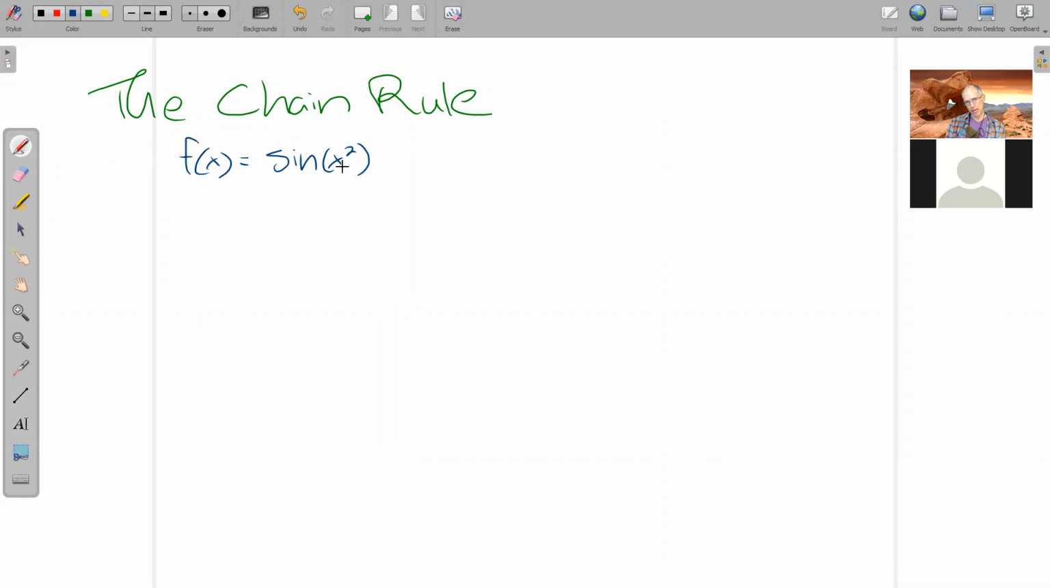Now the problem is that x squared inside, that's a bit of trouble because we tried to ignore that the other day and take a derivative and we didn't get the right tangent lines. So I'm just going to rewrite this a little bit and make it a little simpler. For a second, I'm just going to say, hey, let's call that u instead of x squared.